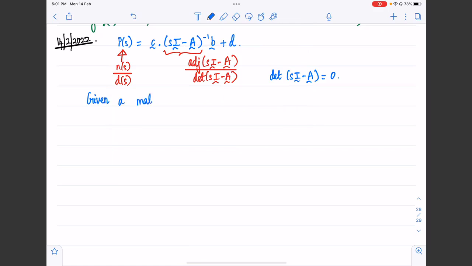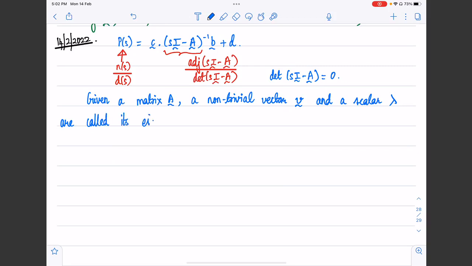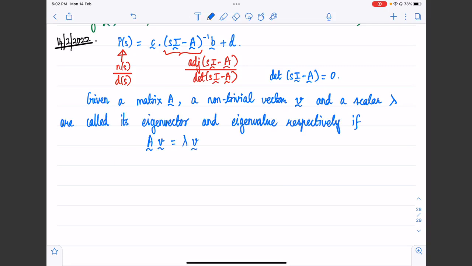Given a matrix A, a non-trivial vector v and a scalar lambda are called its eigenvector and eigenvalue respectively if the matrix A multiplying the vector v results in the scalar lambda multiplying the vector v. This is the definition of eigenvalue and eigenvector.